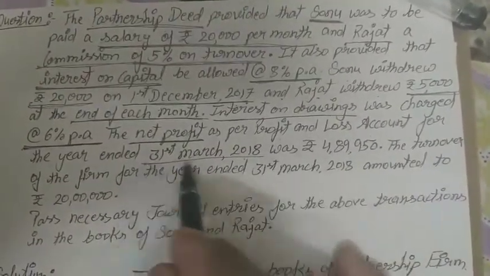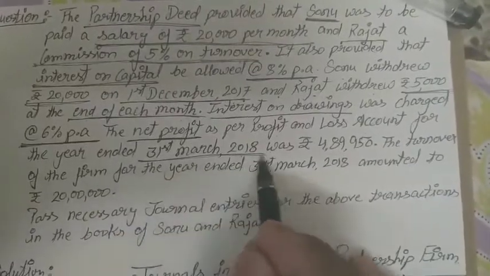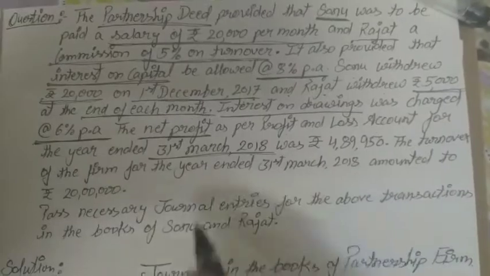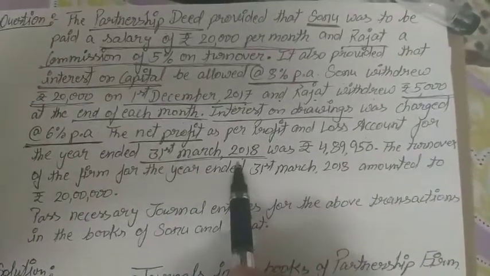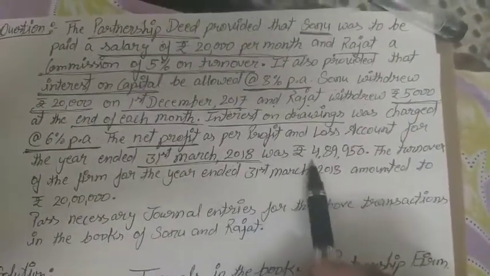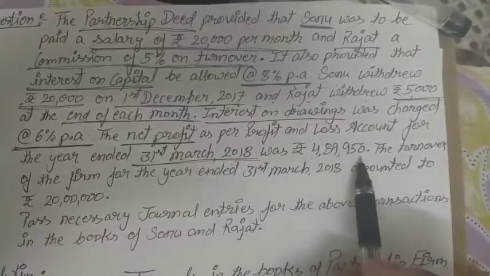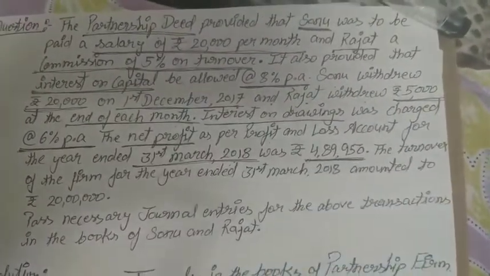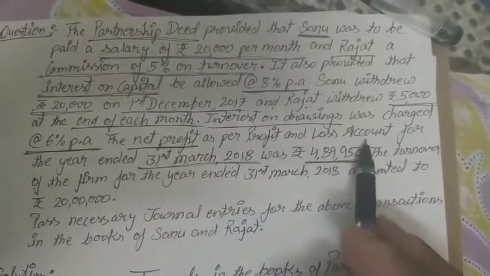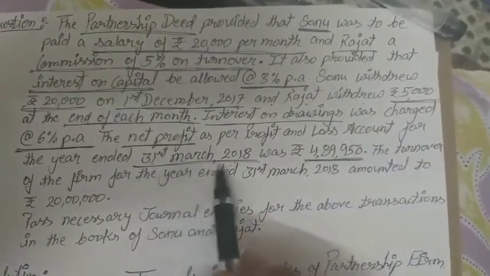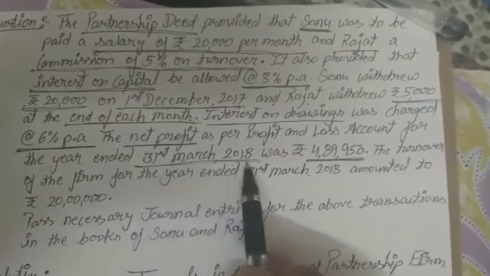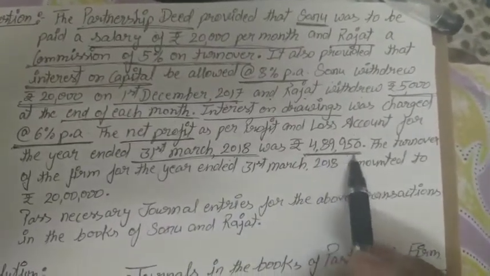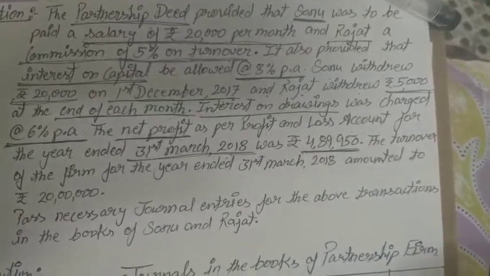It means it is the closing date of the accounting. Okay, current year closing date, this is 31st March 2018, the net profit was rupees 4,89,950. So according to the profit and loss account, the net profit of the firm as on 31st March 2018 was rupees 4,89,950.